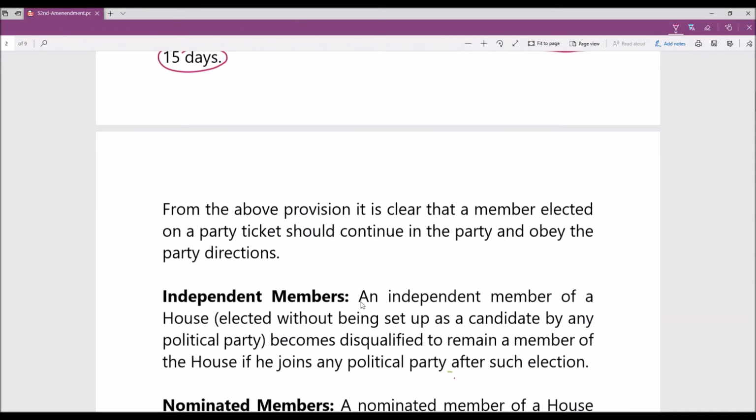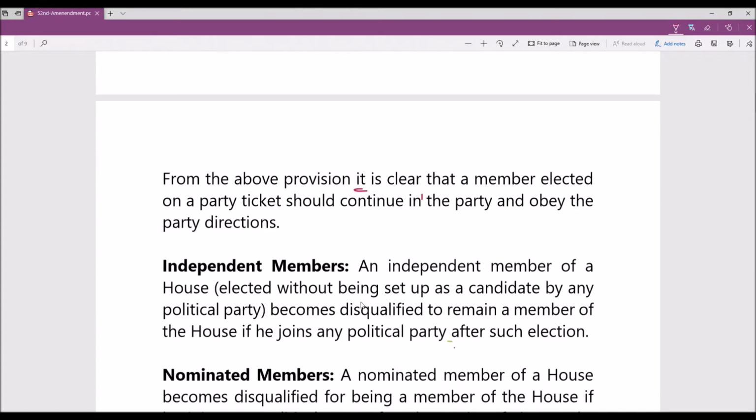So from the above, what can we say? It is clear that a member elected on a party ticket should continue to be in the party and obey the party direction. If you are elected to any house, whether parliament or state legislature, you must follow the direction of the party if you want to continue to be a member of the house.